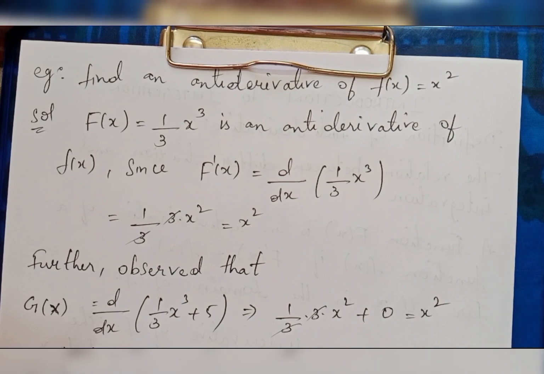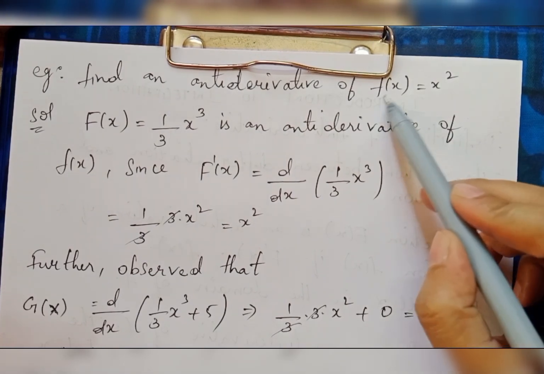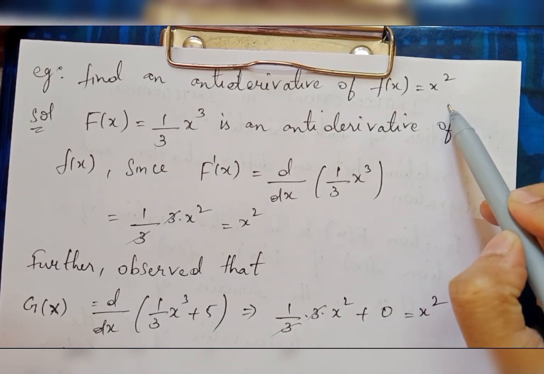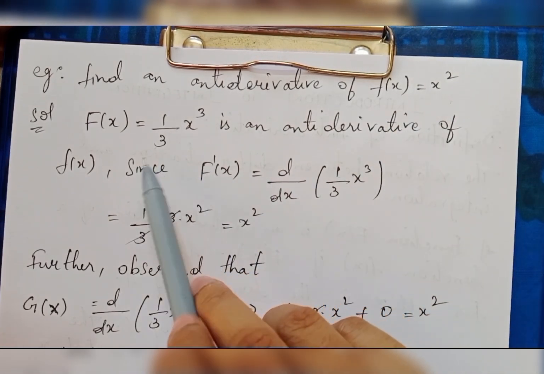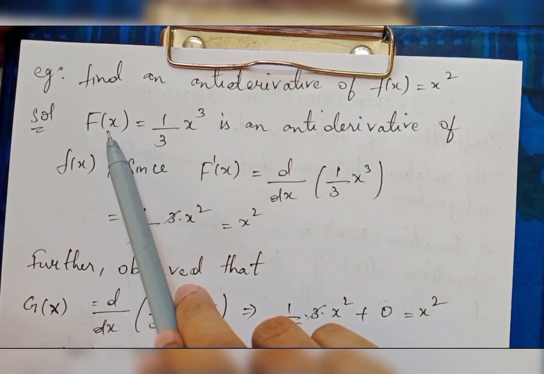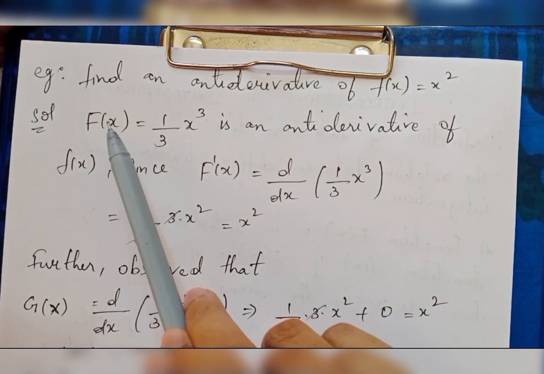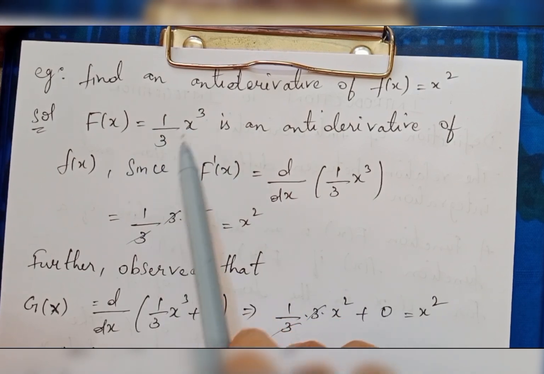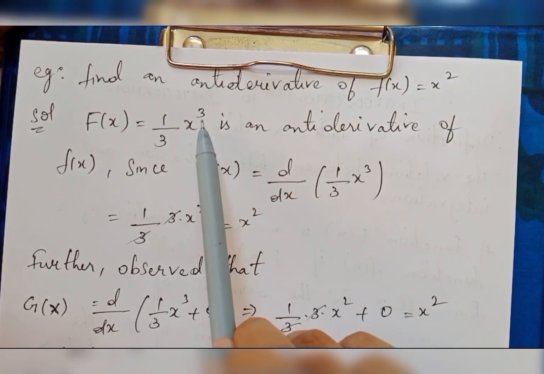Hello everyone. Today we are starting a new topic, that is integration. Before we study the definition of integration, let's see what is the antiderivative of any function. So here the function f of x is equal to x square. So the antiderivative of this function x square can be given as capital F of x is equal to 1 by 3 x cube, right?